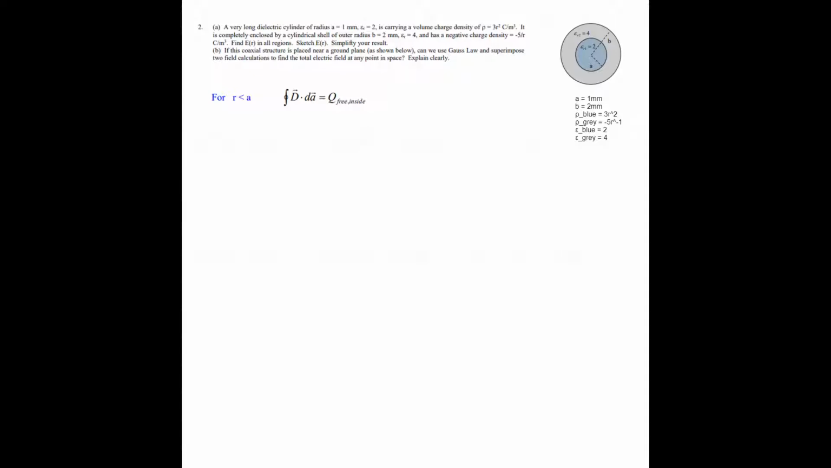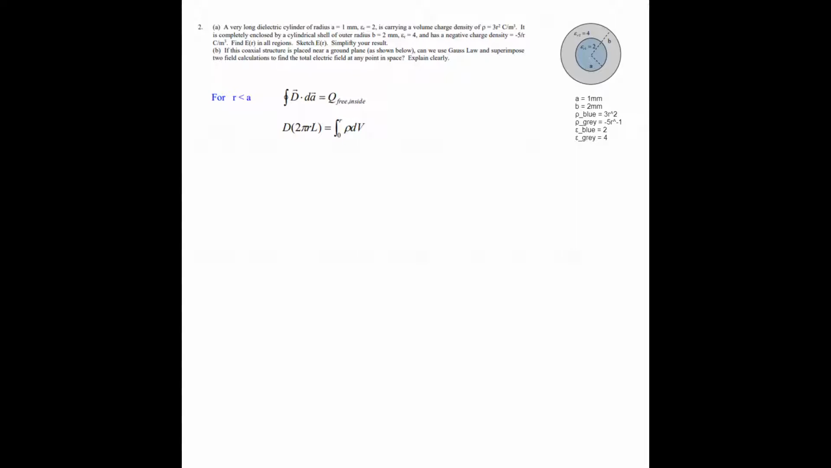The master equation, so to speak, is this: the surface integral of D dA equals Q free inside. And typically with these problems, you right away want to write that out and then convert it to this form where you have the D field times the surface area. So for a cylinder, it's 2 pi RL. For a sphere, it's 4 pi r squared, I believe, and so on. Obviously, those aren't the only two, but those are just some examples.